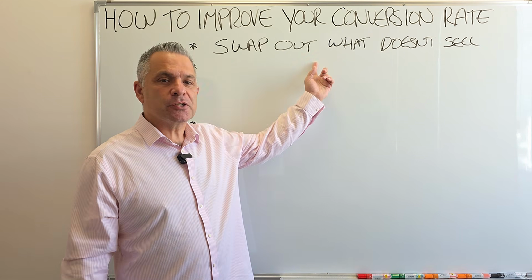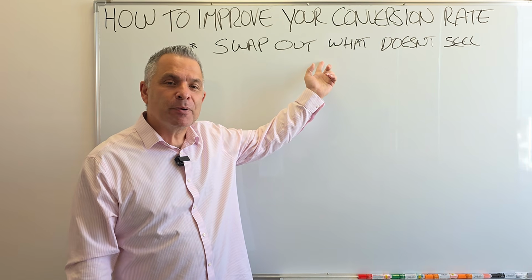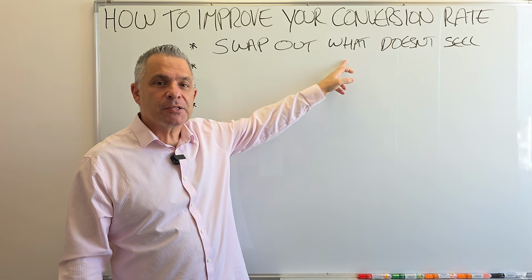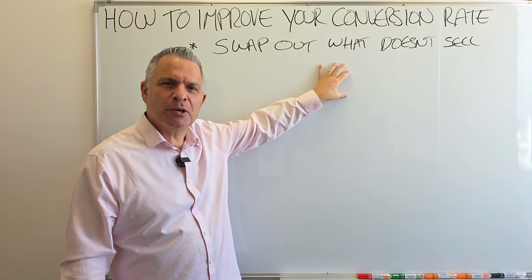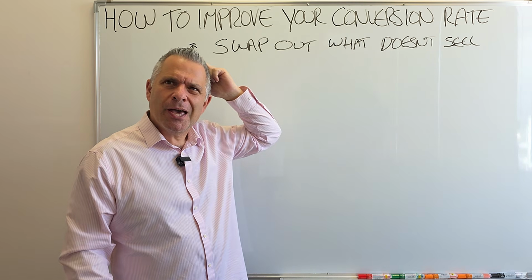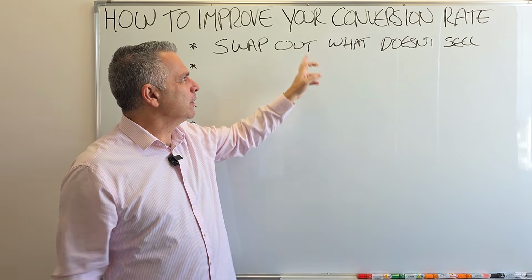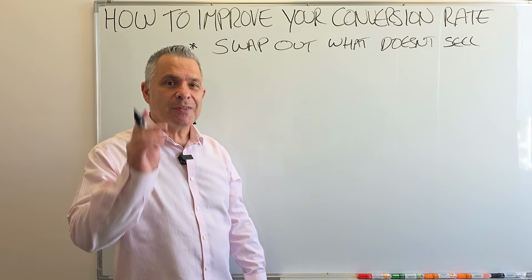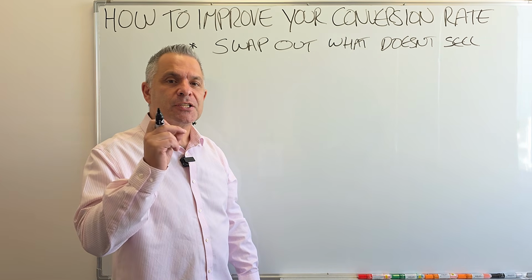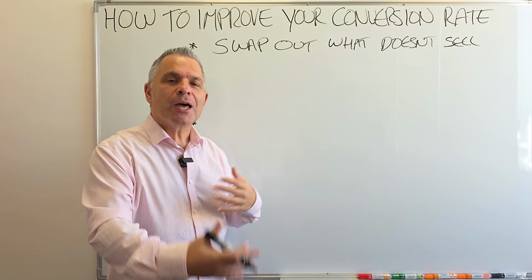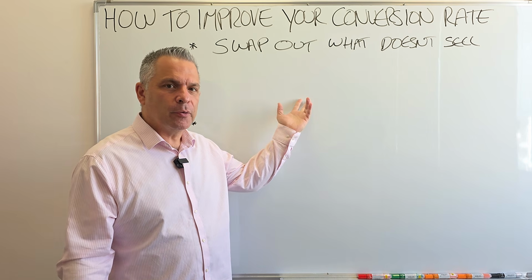Taking action on these just immediately raises your conversion rate. It's the simplest thing you can do. Nobody ever talks about this. In fact, nobody talks about conversion rate on YouTube. Really, that's why I'm doing this video. I thought, hang on a minute, no one talks about this, not in detail. So swap out what doesn't sell. That's gold. It's one of the easiest things you need to do. Yes, you've got to have a listing plan, a structure, but it's not difficult, okay?